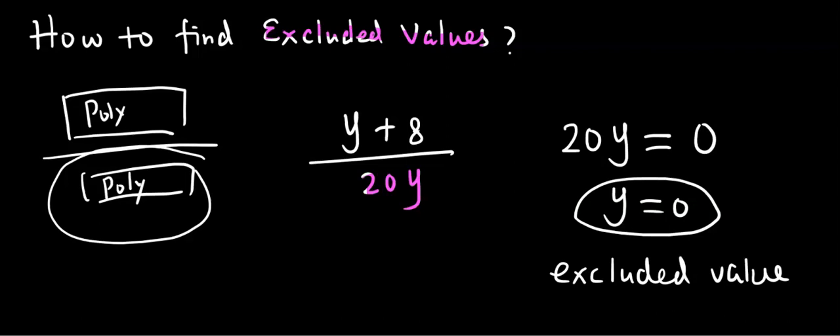Why do we want to exclude it? Because when y is 0, 20y is 0, then the whole denominator is 0, and then it is undefined. That's how we find the excluded value. Let us continue our practice.